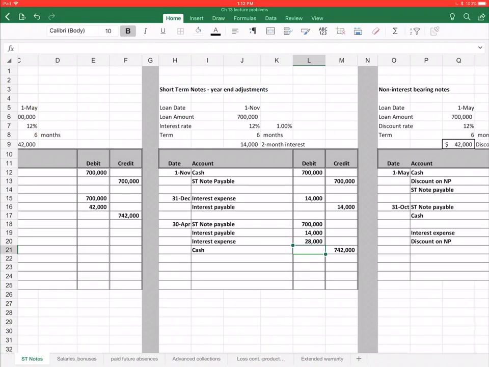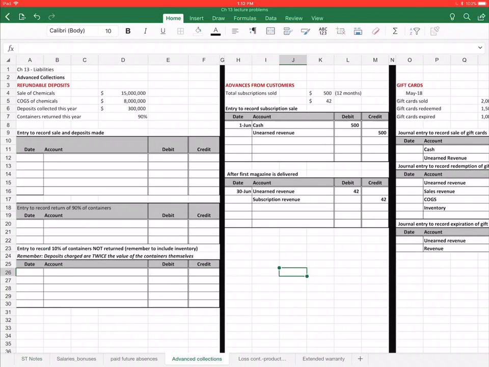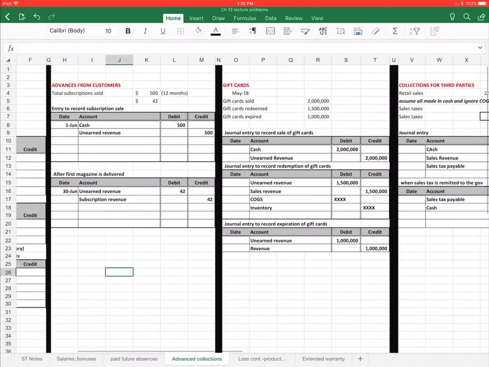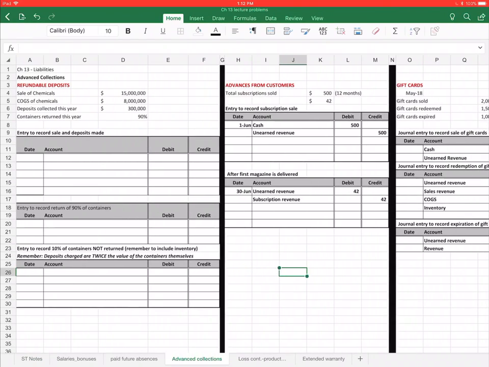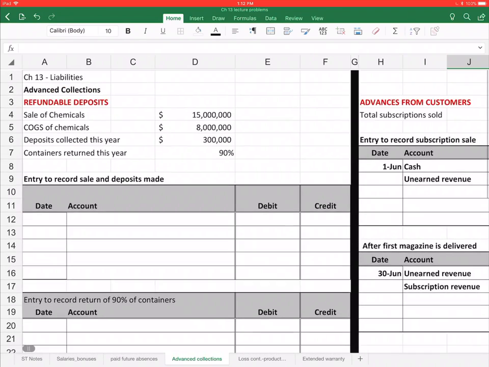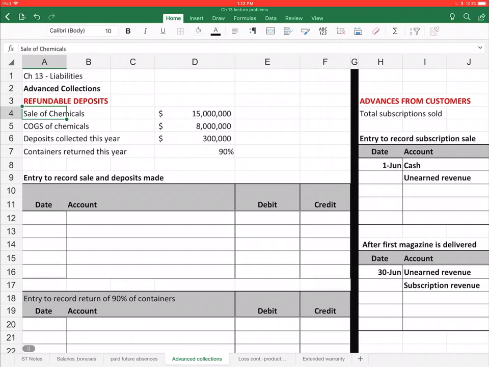So if I go over to Excel, advanced collections is the general topic that we're looking at. And again, we have different types of unearned revenue that you can see accounted for in all of these different situations. But what we're going to focus on the left-hand side here is the refundable deposit example. So again, here's all the details of our transaction.